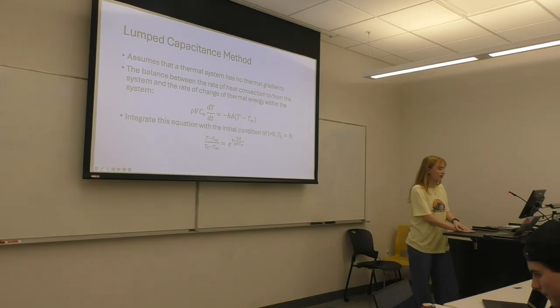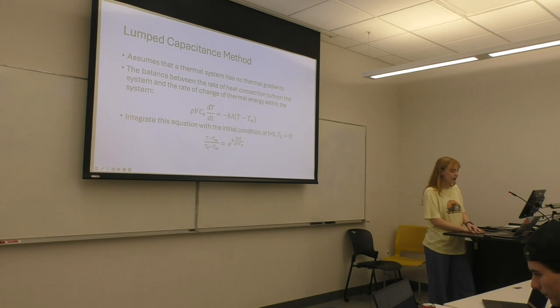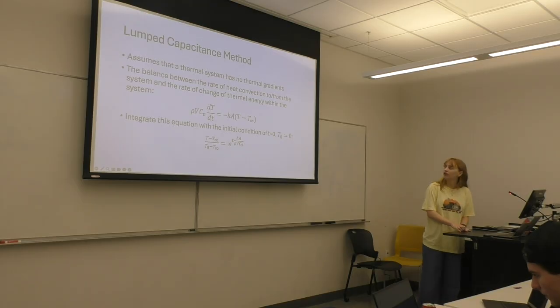So for the lumped capacitance method, it assumes the temperature within the object is uniform at any given time. This allows the object to be treated as a single node with no internal temperature gradients. The formula we use for the rate of heat convection to and from the system and the rate of change of the thermal energy within the system is shown. It's the basic heat transfer equation that we all know and love.